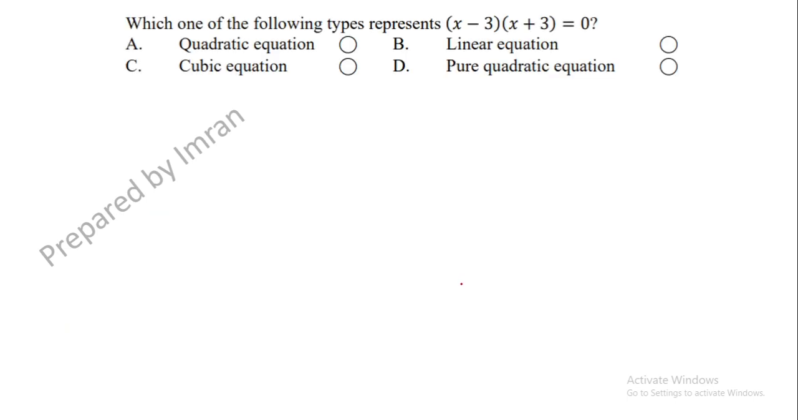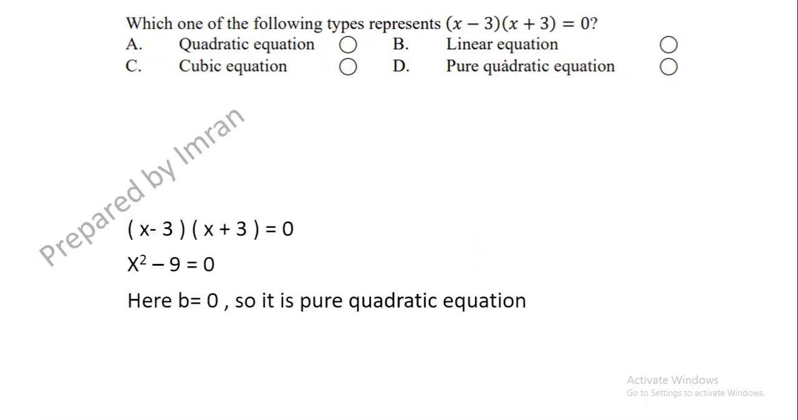It says which one of the following types represents this one. So for that purpose, (a plus b) into (a minus b) is a square minus b square, and it says x square minus 9 is equal to 0. So this is a quadratic equation. Do we have the value of b? No. So it is a pure quadratic equation. Which option? D option is the correct one.